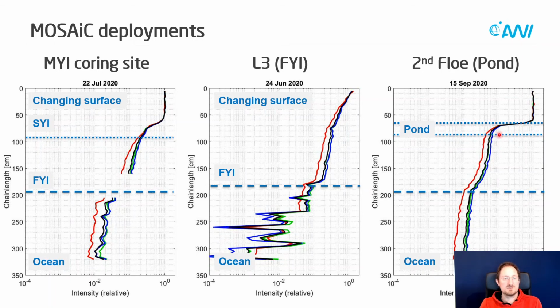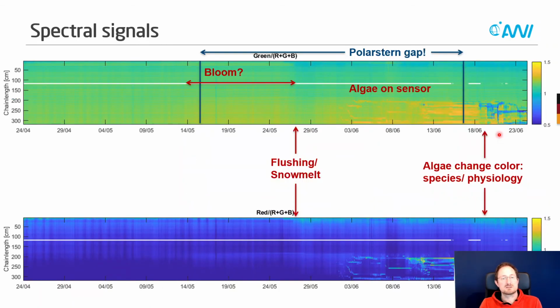As you see, we always have this measurement for 4 channels, so we can look into spectral signatures. Here on the top you have the ratio of the green channel over the red, green, blue integrated channel, and in the bottom the same for the red channel. Maybe it's slightly weak, but you can see that between mid to end of May there is an intensification of the green color in the water, so that might be some water or ice bloom of algae. Later on you clearly see this green algae growing on the sensor, and what is interesting is that at some point these algae start to change color and get more red rather than green, so either that's a change in species or in the physiology.